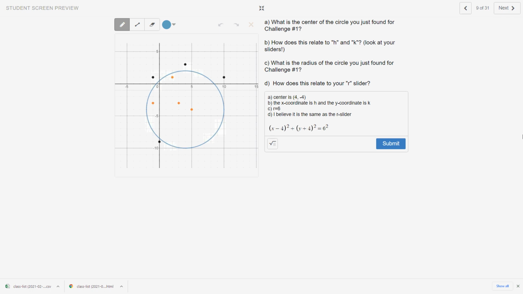What is the center of your circle? 4, negative 4. How do the h and k relate? Well, x coordinate is h, y coordinate is k, my radius is 6. And then I went ahead and I wrote the equation. If you want to get math type, that little square root sign.